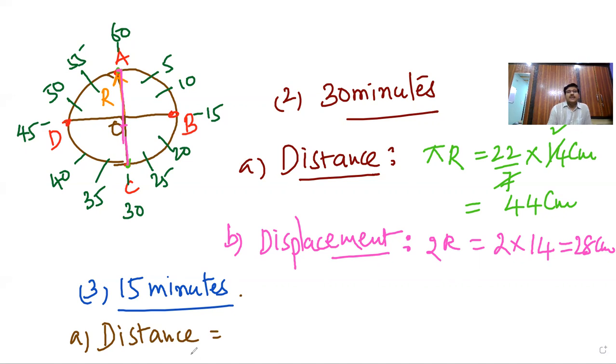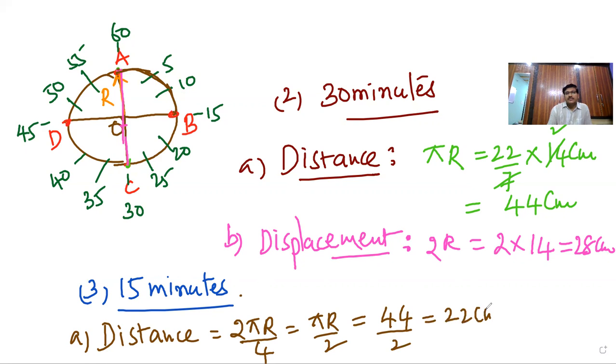Distance requires A to B, which is 15 minutes. Clear? This is a quarter circle. For a complete circle it is 2 pi r, and for A to B, a quarter circle, it is 2 pi r by 4. So it becomes pi r by 2. Already pi r we calculated here as 44 centimeters. So 44 by 2 means 22 centimeters.